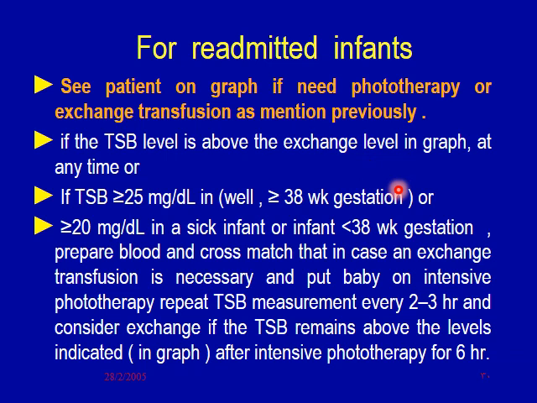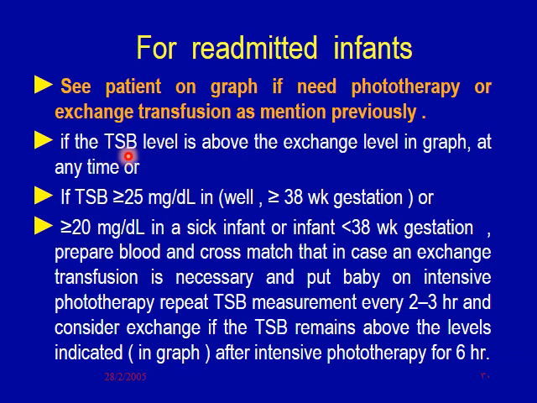All this I talked about previously is for already hospitalized patients who were born in the hospital, stayed in the hospital, and developed jaundice in the hospital. For a readmitted infant who is admitted at the age of 5 days, 4 days, 7 days, or 2 days, coming from home, we put the patient on the graph to see, according to the graph mentioned previously, if he needs phototherapy, intensive phototherapy, or exchange transfusion, and treat accordingly.